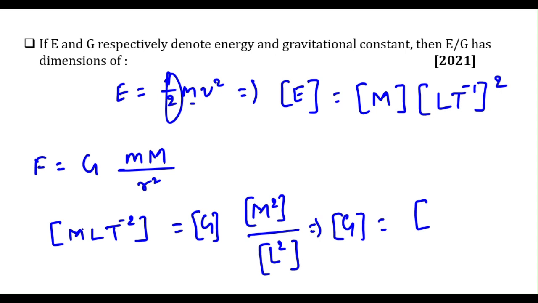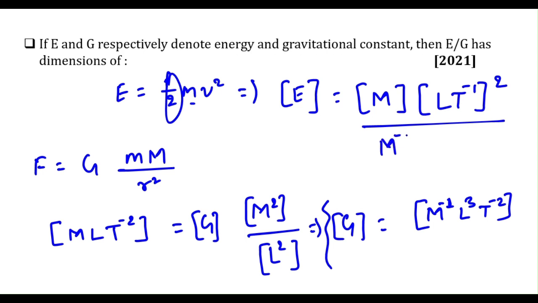Then the dimensional formula for this G will be, look, m square, and here one m is there, so it will be M to the power minus 1. We are transposing this thing this side, so M to the power minus 1, then it will be multiplied, so it will be L3, and then we have T to the power minus 2. So we have got this part also. What we need to do, we have to put it here. Okay, so L3 T to the power minus 2.